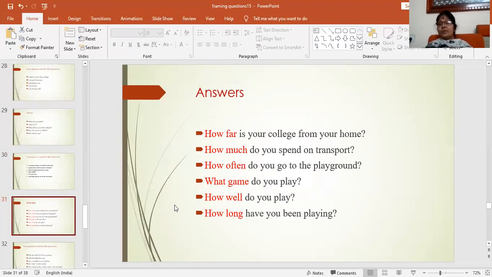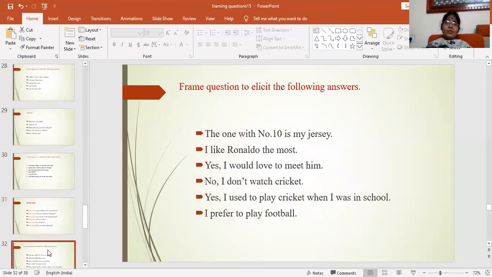The questions could be, how far is your college from your home? How much do you spend on transport? How often do you go to the playground? What game do you play? How well do you play? How long have you been playing? So these could have been the probable questions.